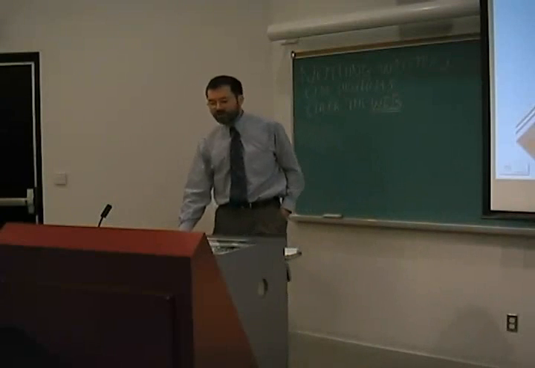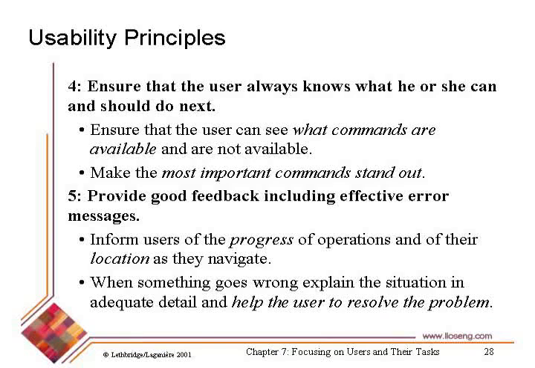Ensure that the user always knows what he or she can do and should do next. So the next logical sequence in a use case should be blindingly obvious to the user. And also it should be obvious to the user the options they have. It shouldn't be hidden things. The user shouldn't have to go look in the manual for what they can do. It should be available on the menus. They should be able to look at the menus and see the options, or see them listed as icons on the interface.